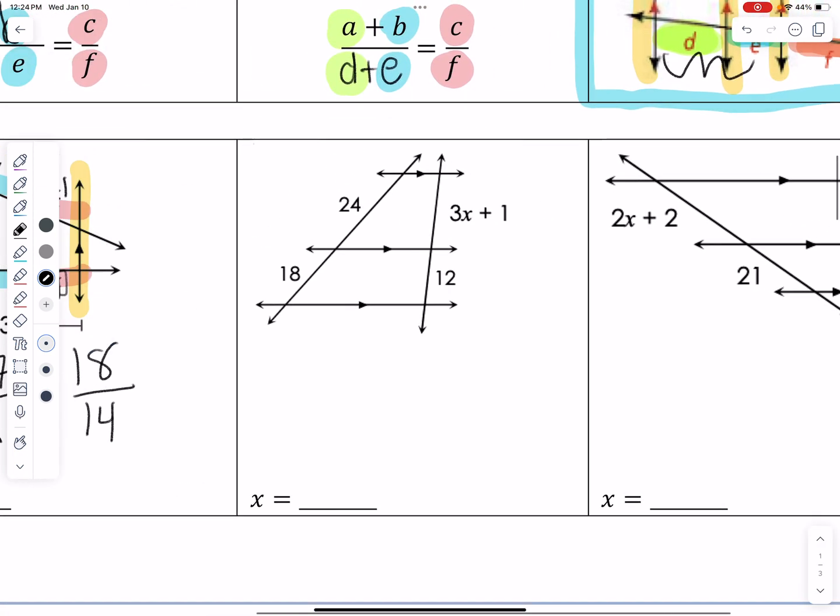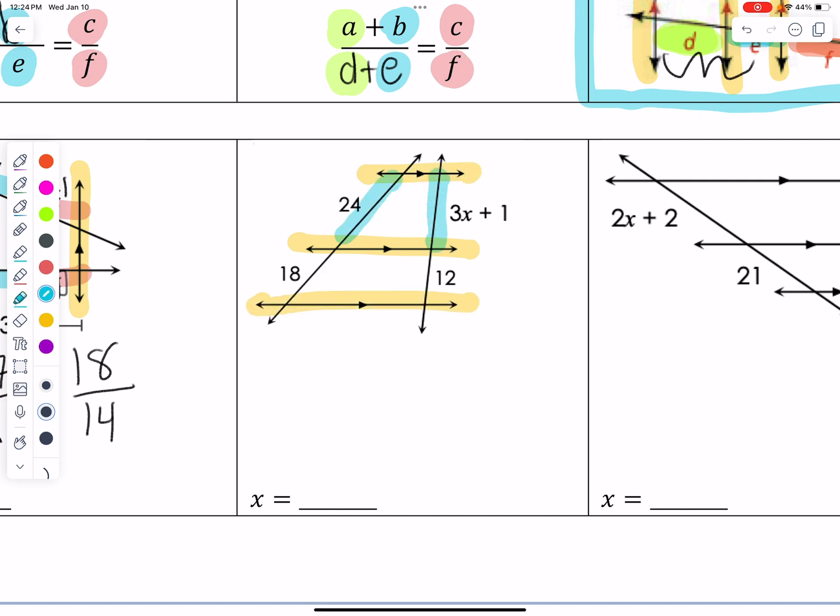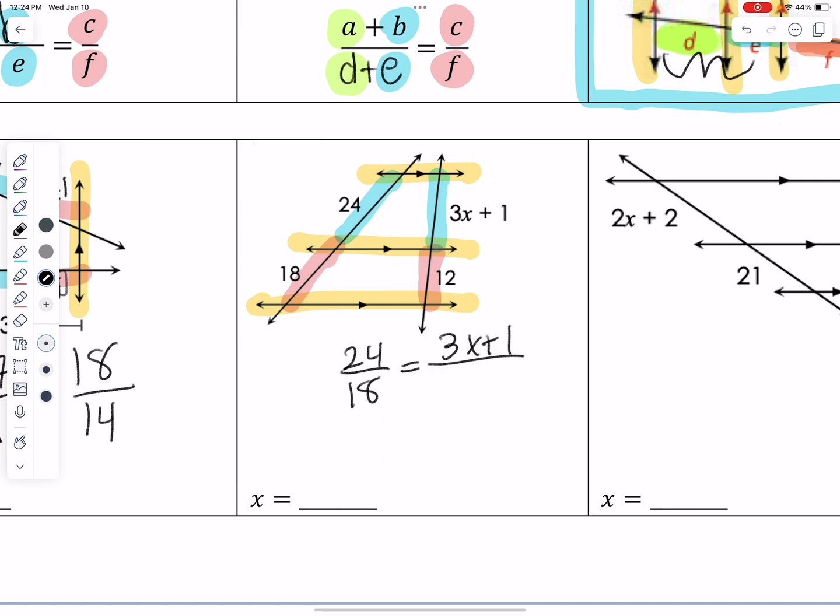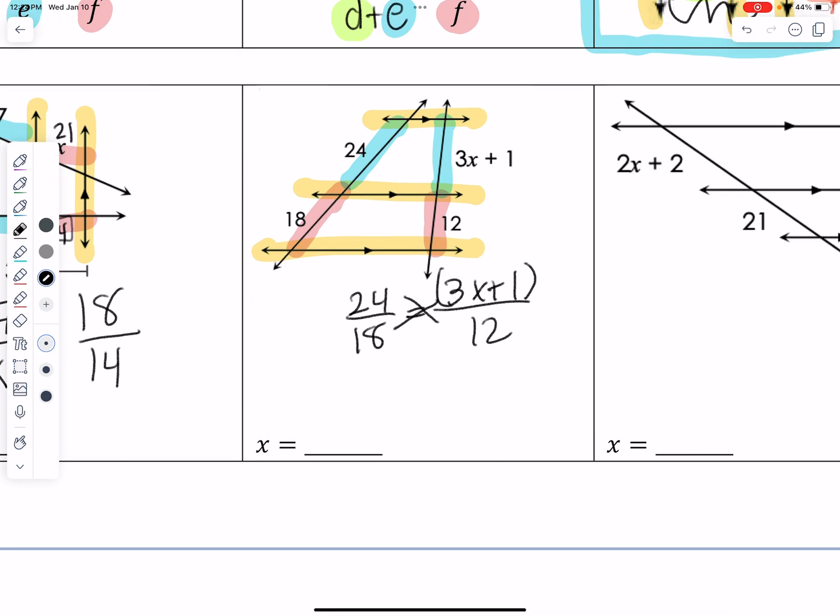Okay, now when we get to this one, we've got our yellow parallel lines cutting off 2 different transversals. And this one has an expression there. So there's my pinky orangey color. So when I do 24 over 18, I need to set that equal to 3x plus 1 over 12. So I'm going to throw that 3x plus 1 in parentheses so that when I cross multiply, 24 times 12 is 288, and that's going to be equal to 18 times this whole thing, 3x plus 1. So that's going to be 288 equals 54x plus 18.